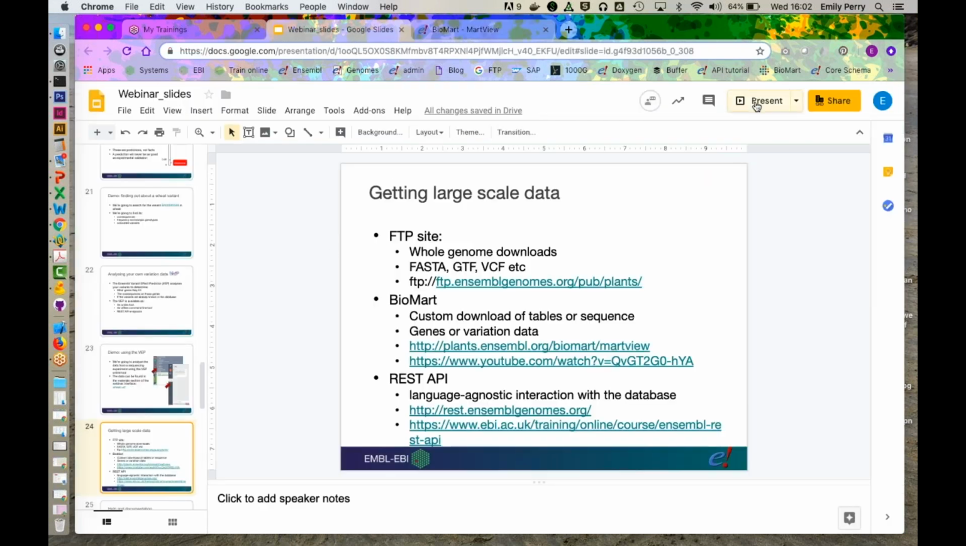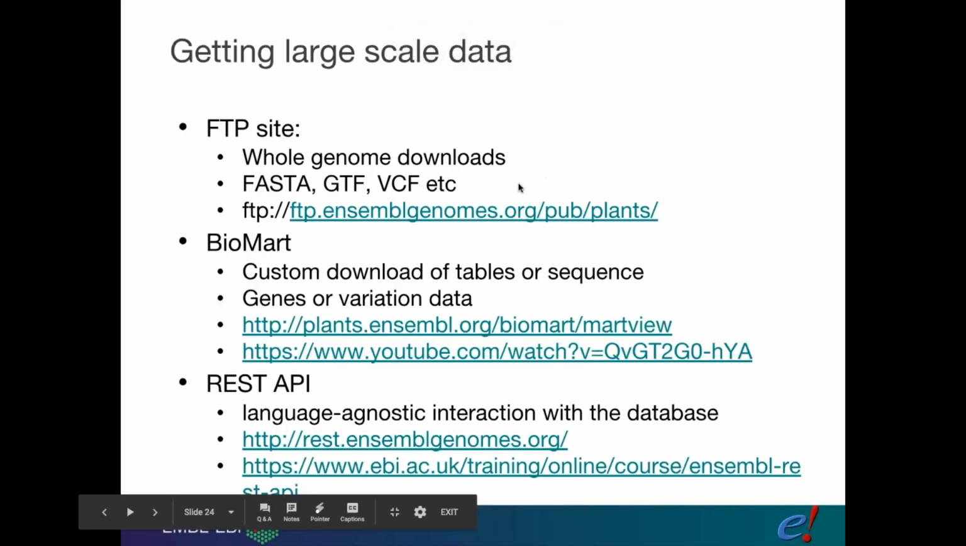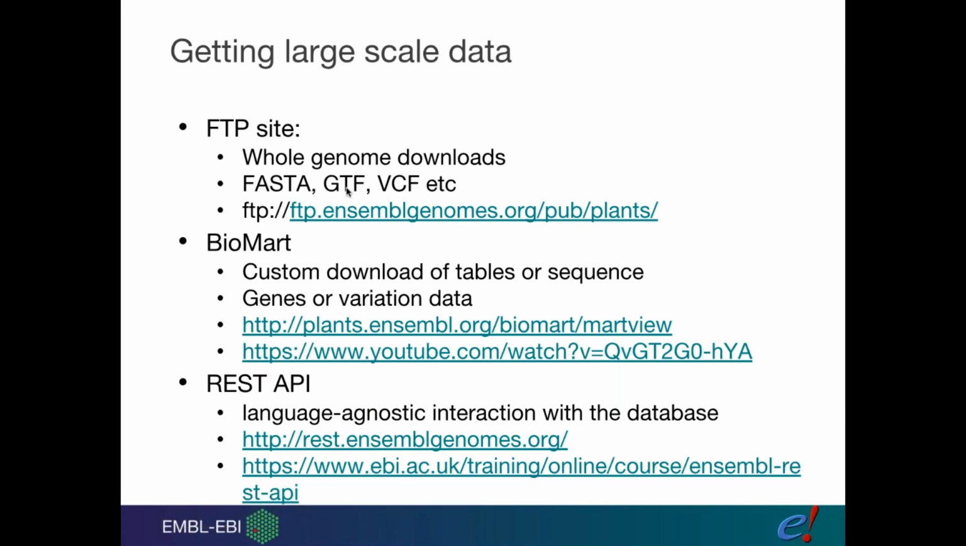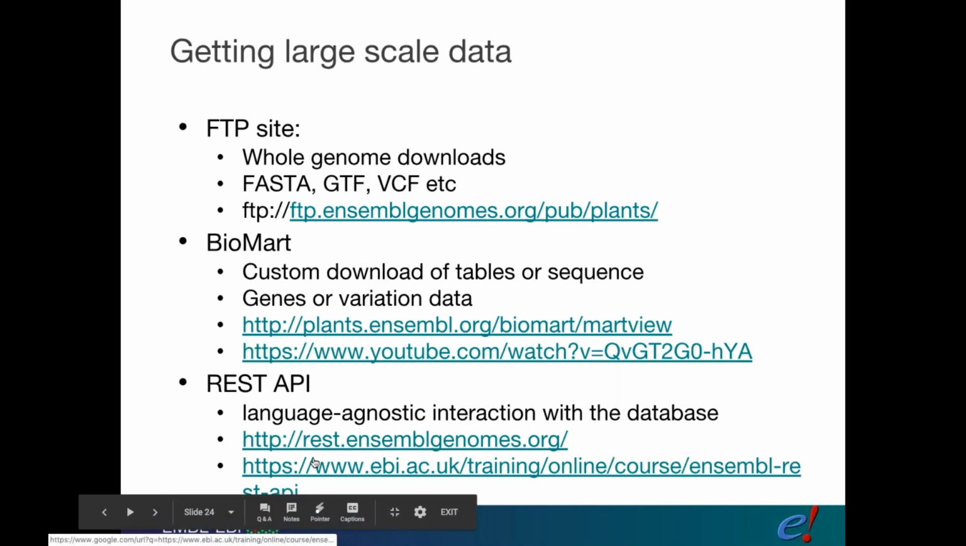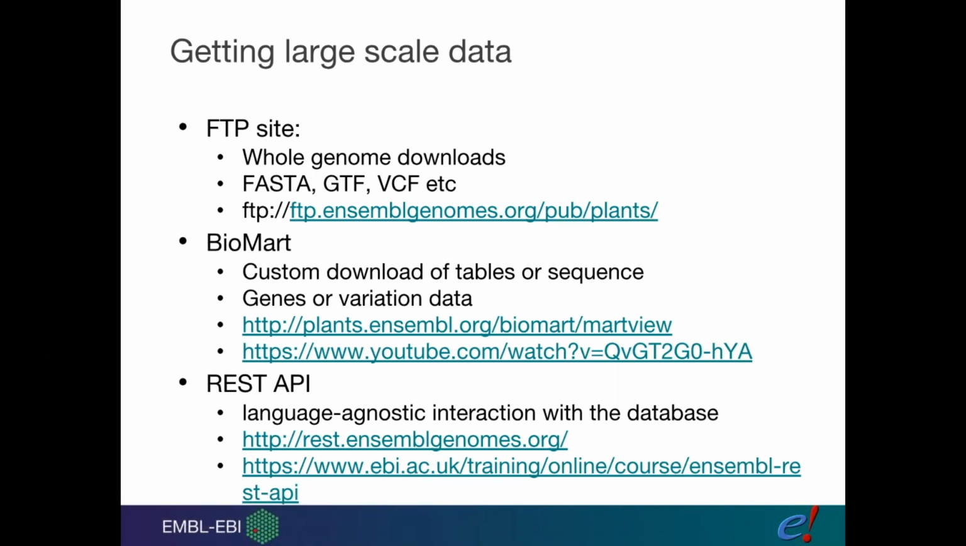Yes, for large scale data, I've mentioned BioMart already. I've also mentioned briefly the FTP site. If you do want whole genome downloads, so if you wanted to do something like analyze RNA-seq data, you probably want to get flat files, which you can get from the FTP site. I'll also mention the REST API, which allows for language agnostic interaction with the database. There is an online course on EBI Train Online on using our REST API, which I do strongly recommend.